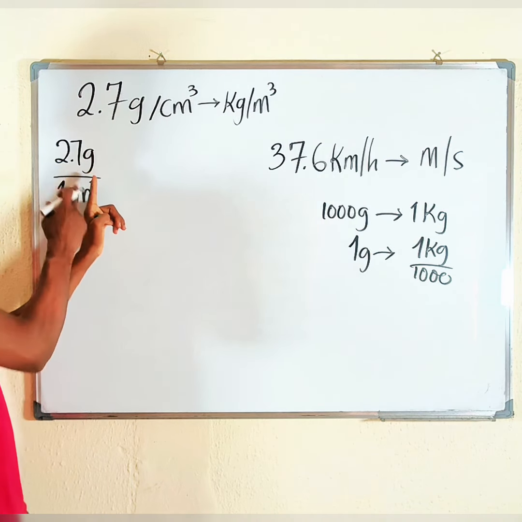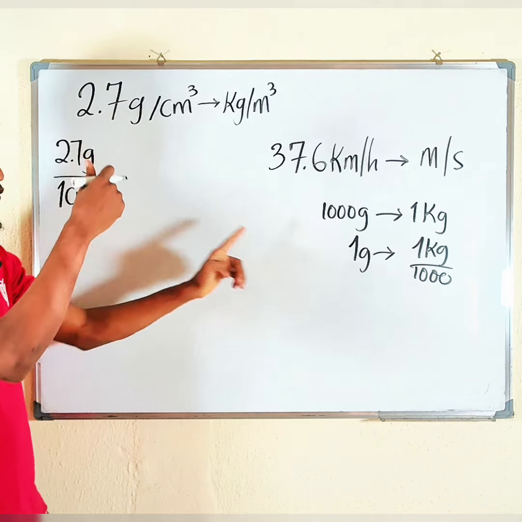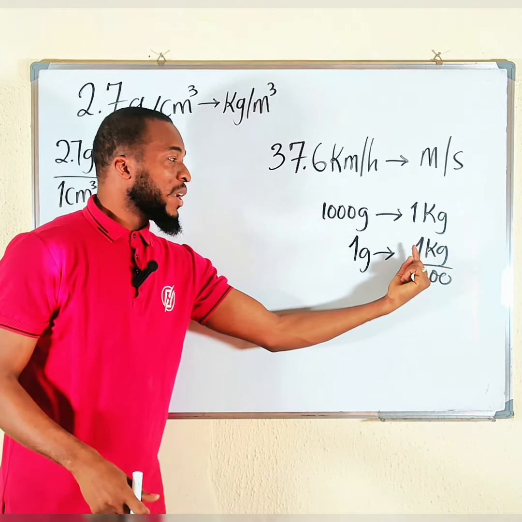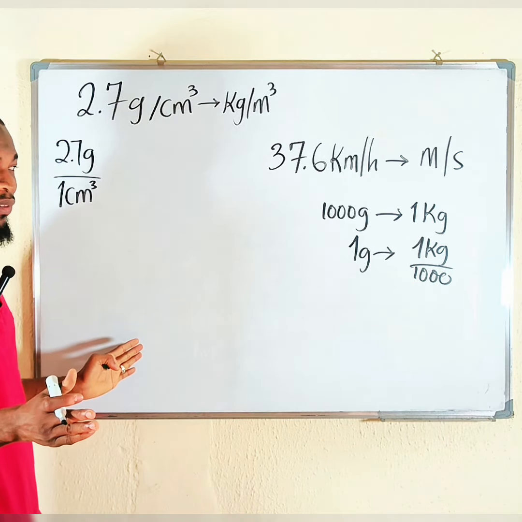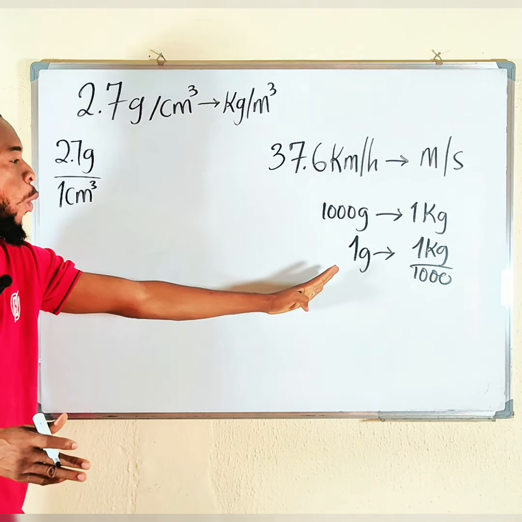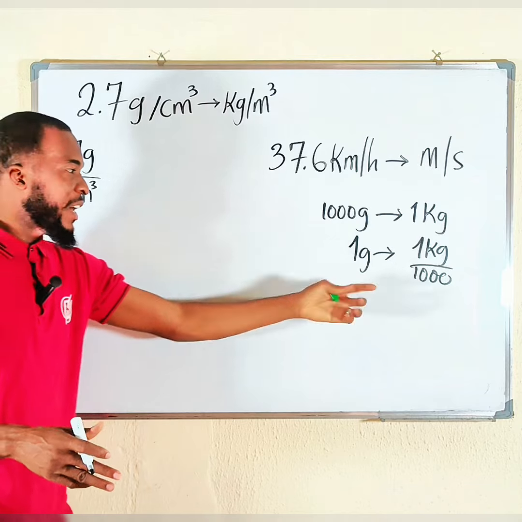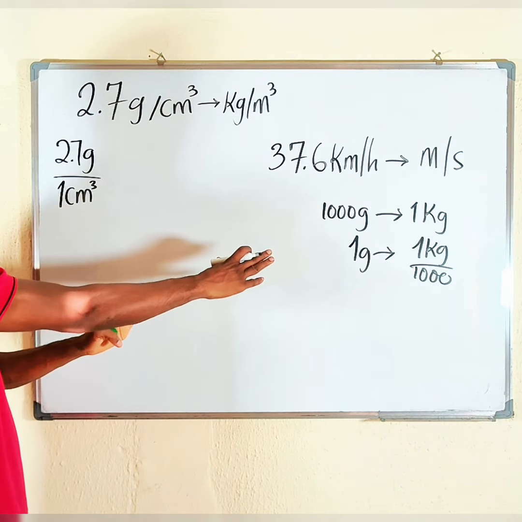Or you can look at this as 27 times 1 gram. So every 1 gram is this. So you remove this G and replace it with what? 1 kg divided by 1000. All the same. You can either multiply both sides by 2.7 directly here, or you remove G here, which is equivalent to 1G, and replace it with 1 kg divided by 1000. So we are done with this one.